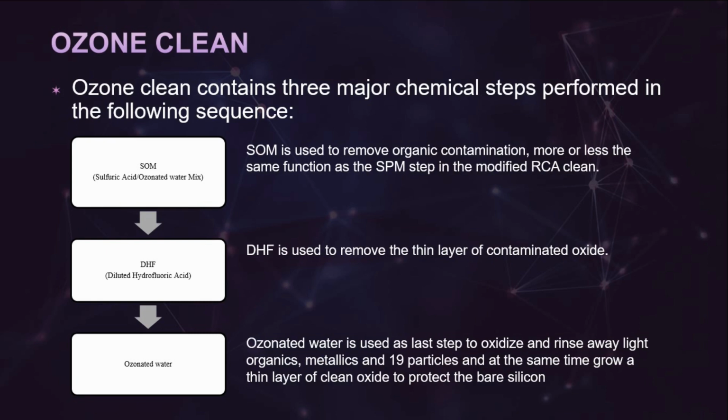The second step is DHF. DHF is used to remove the thin layer of contaminated oxide, and the material is diluted hydrofluoric acid. The last step is ozonated water, used as the last step to oxidize and rinse away light organics, metallics, and particles, and at the same time grow a thin layer of clean oxide to protect the bare silicon. Okay, that's all from me.